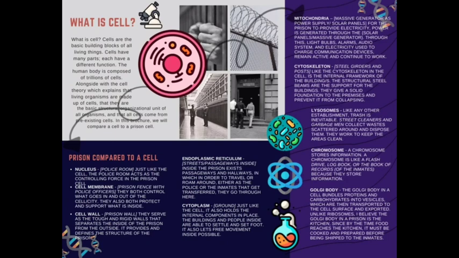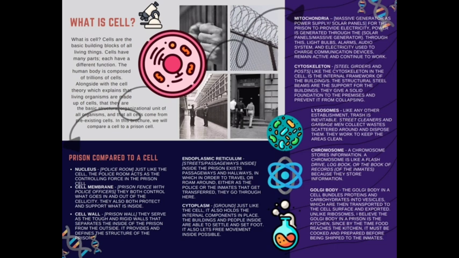The next is mitochondria. We all know that mitochondria is the powerhouse of the cell. So, we compare this into the massive generator as power supply or solar panels. For the prison to provide electricity, power is generated through the solar panels or massive generators. Through this, light bulbs, alarms, audio systems, and electricity used to charge communication devices remain active and continue to work.